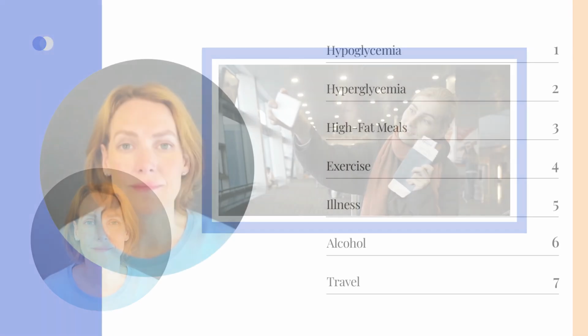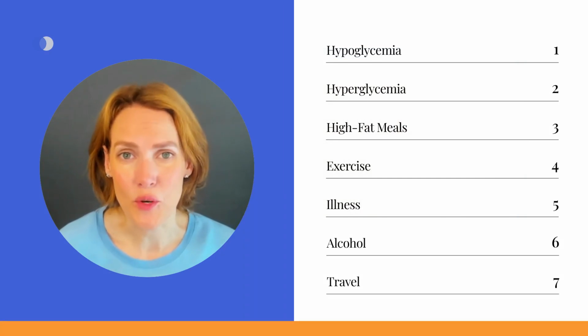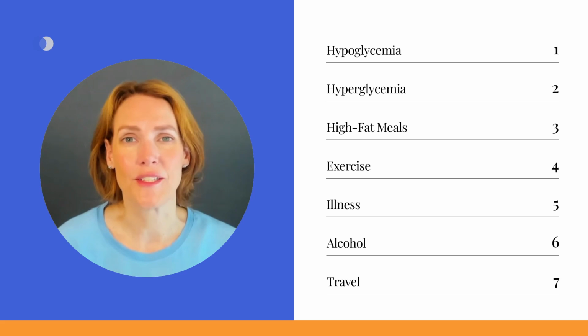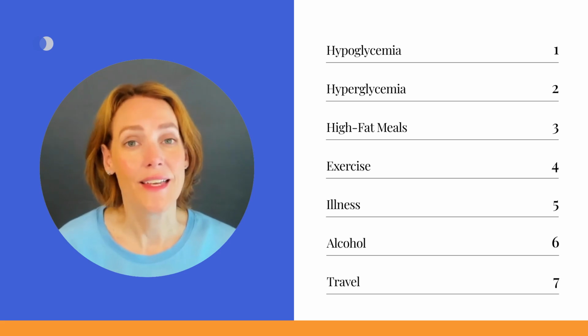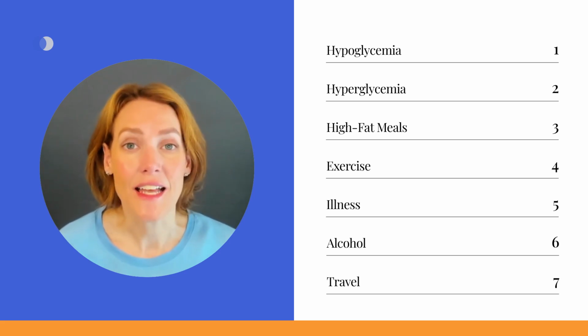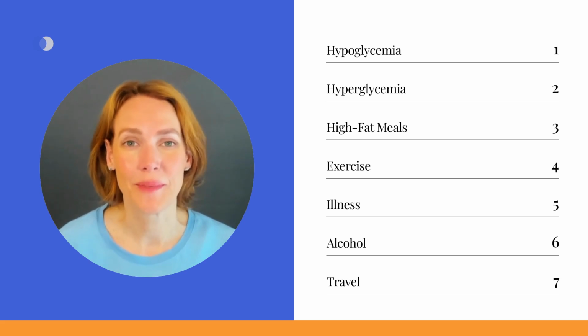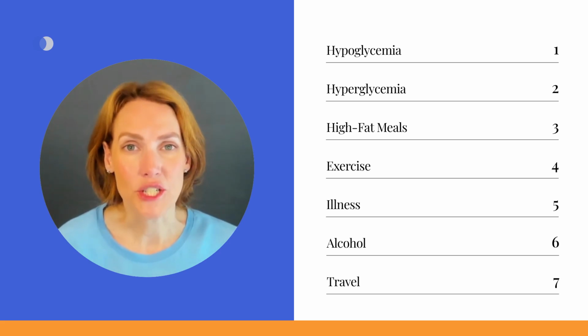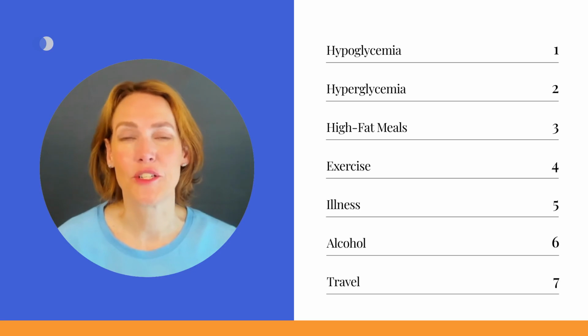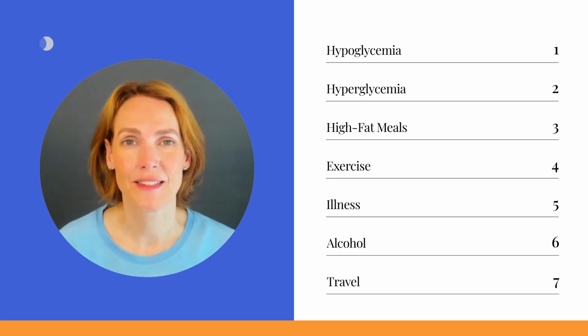In this chapter, we covered how to manage special situations such as hypo and hyperglycemia, high-fat meals, exercise, illness, alcohol, and travel with iAPS. We provided recommendations and strategies to address these situations effectively. You've got this.